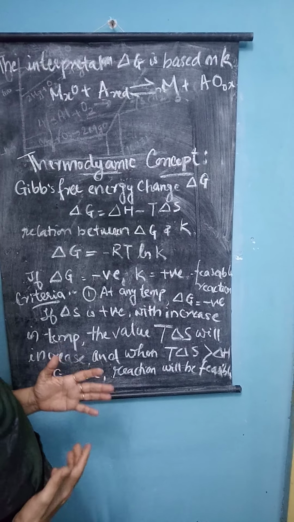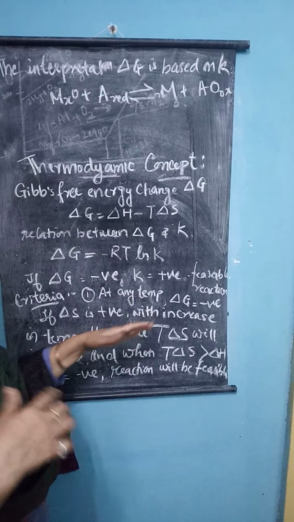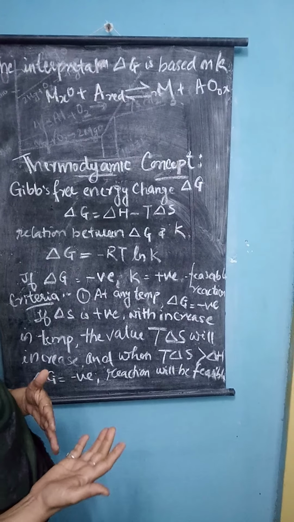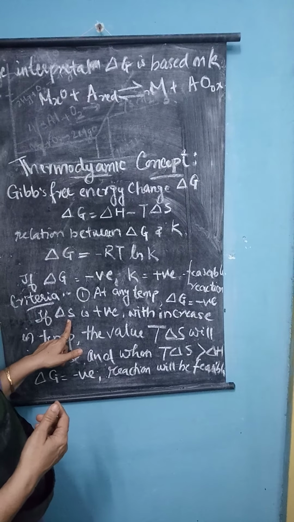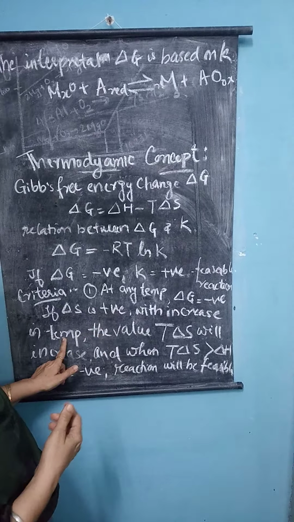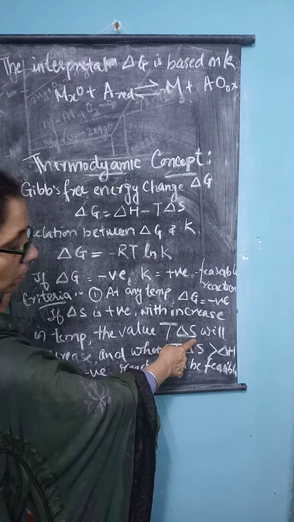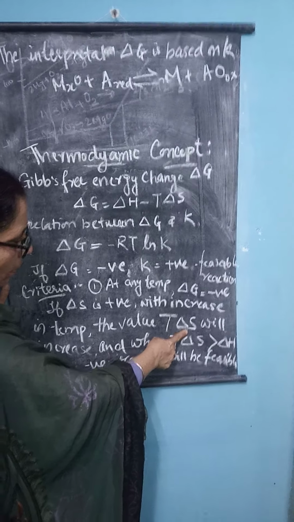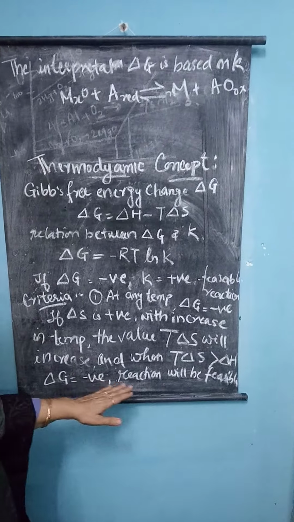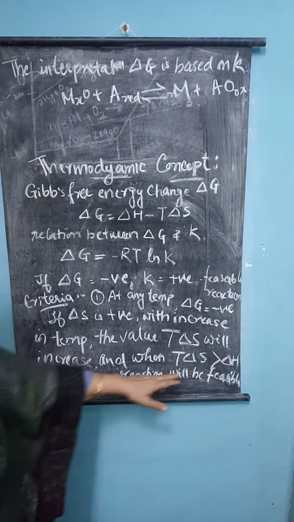Now how is it possible? First, with any temperature, whenever you try to do the chemical reaction, when temperature is increased, entropy is increasing, and when entropy increases, then TΔS will also increase. That means change in temperature brings a change in randomness, and thereby it increases. So you will get the equation TΔS is more than ΔH. When TΔS is more than ΔH, ultimately ΔG will always be negative. That means the reaction is feasible.